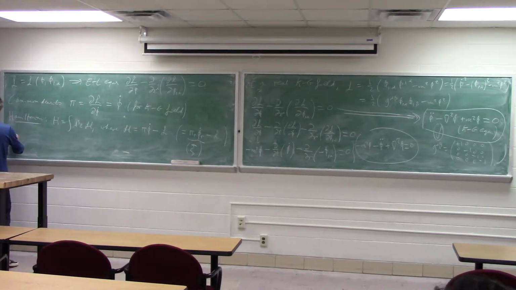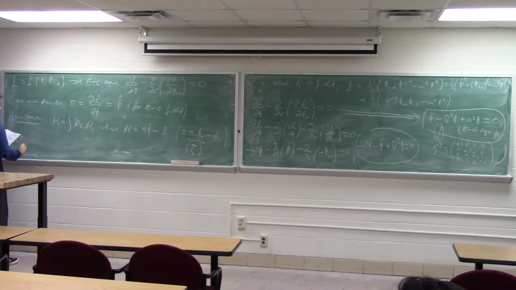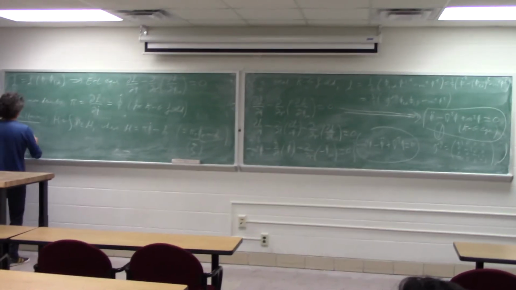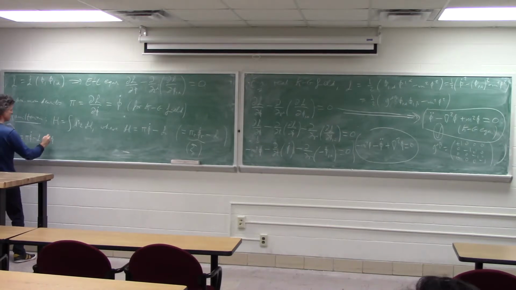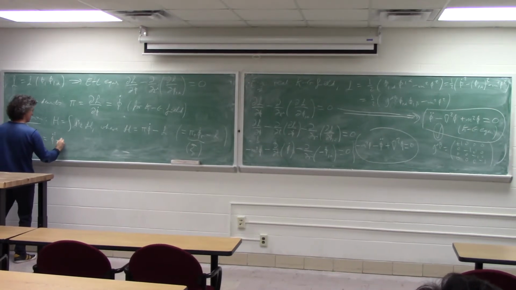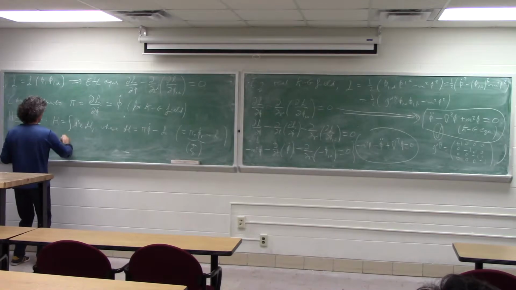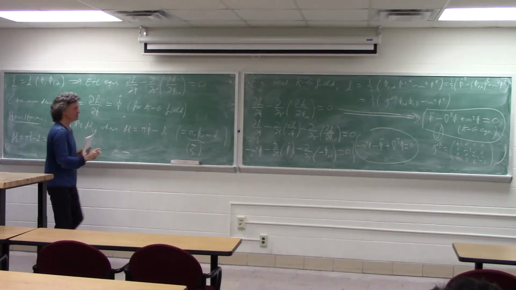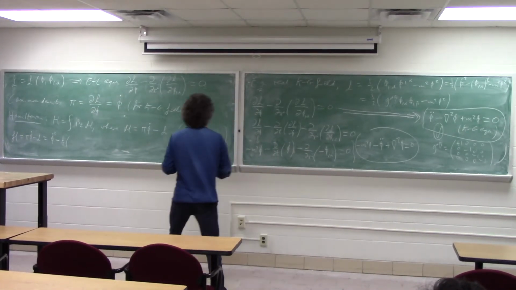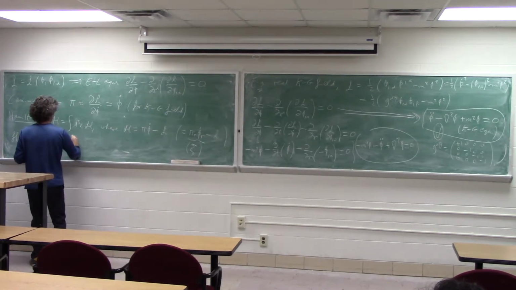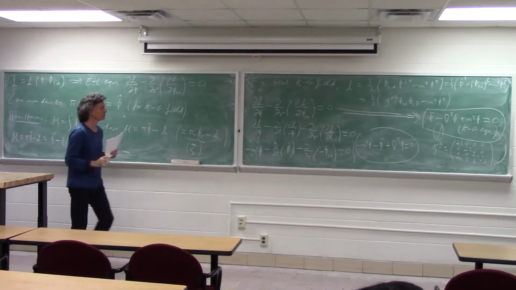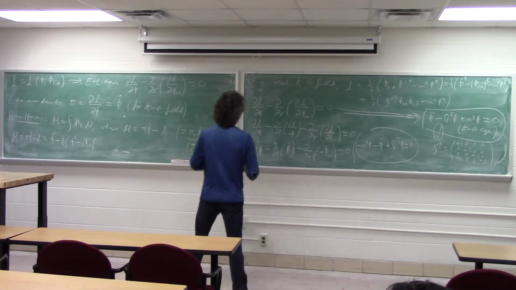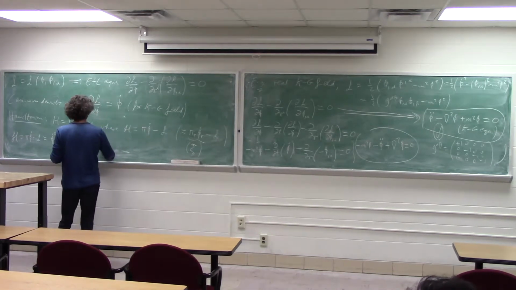And so we can work out the Hamiltonian density, which is pi phi dot minus the Lagrangian density. This is just phi dot times phi dot, so it's phi dot squared minus the Lagrangian density. The Lagrangian density is a half phi dot squared minus phi comma i squared minus m squared phi squared.